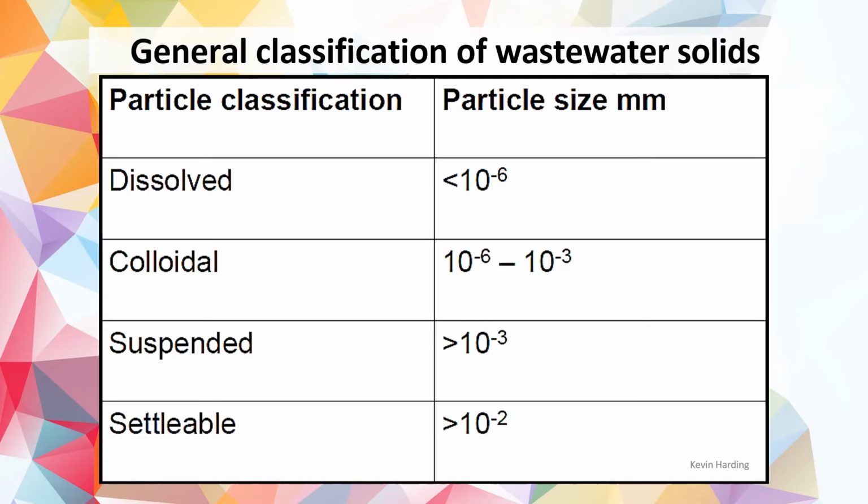We can also classify the wastewater solids by their size. So anything less than 10 to the negative 6 millimeters, so please note this is in millimeters, so this is really small, is going to be dissolved solids. Colloidal is between 10 to the negative 6 and 10 to the negative 3. Suspended is when it's greater than 10 to the negative 3. And it is settlable when it's greater than 10 to the negative 2. Remember, that's 10 to the negative 2 millimeters.